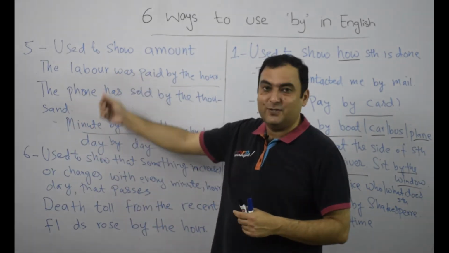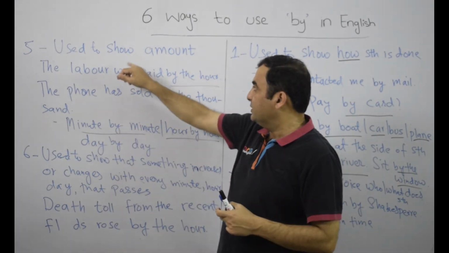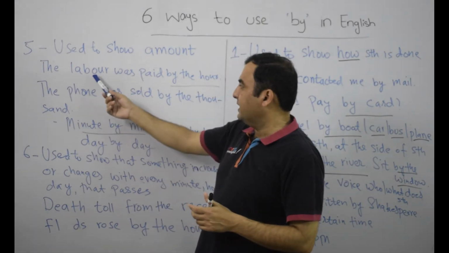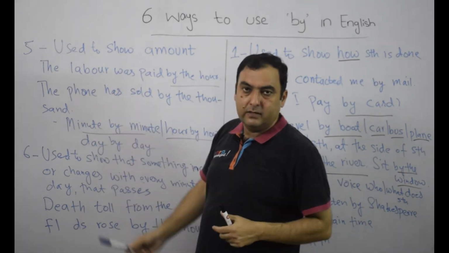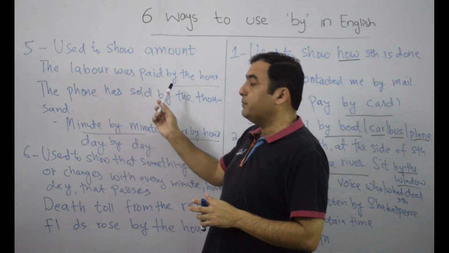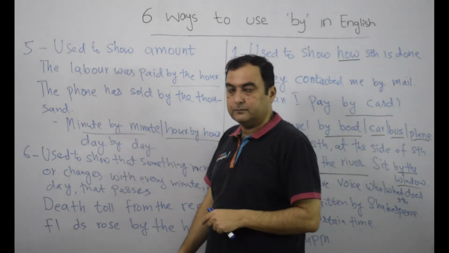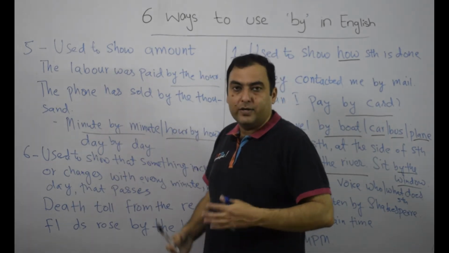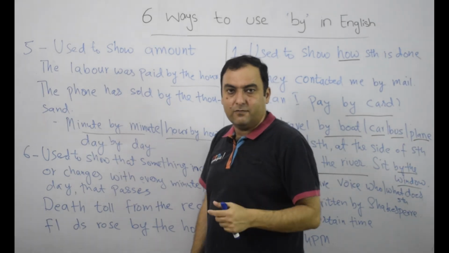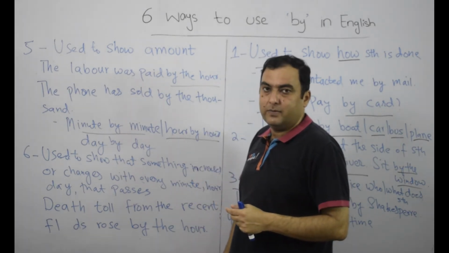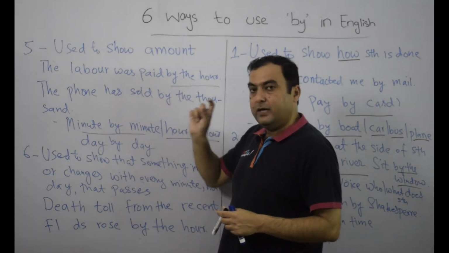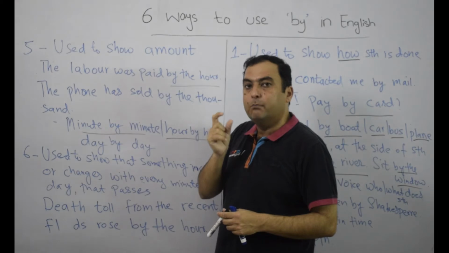So the fifth usage of by is that it is used to show amount. For example, let's read the example sentence and then I'll explain it. The labor was paid by the hour. So here hour is not a person, as we just said that by is used to show agency, or a person who does something. So here hour is not the person who pays the labor. So here by the hour shows amount.